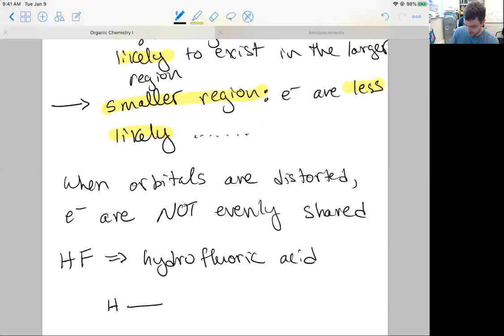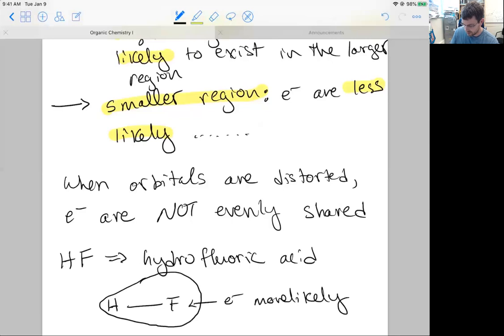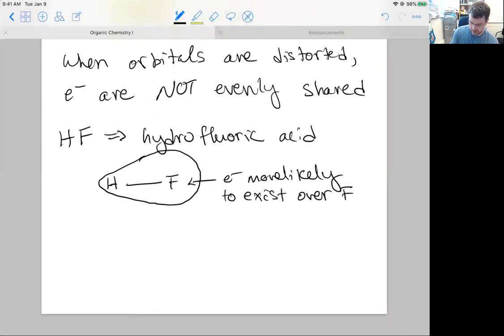So hydrofluoric acid, we could show it as this line being a covalent bond, but the more precise way to draw it would be this distorted orbital that shows how the electrons are shared, and the electrons are more likely to exist over F.